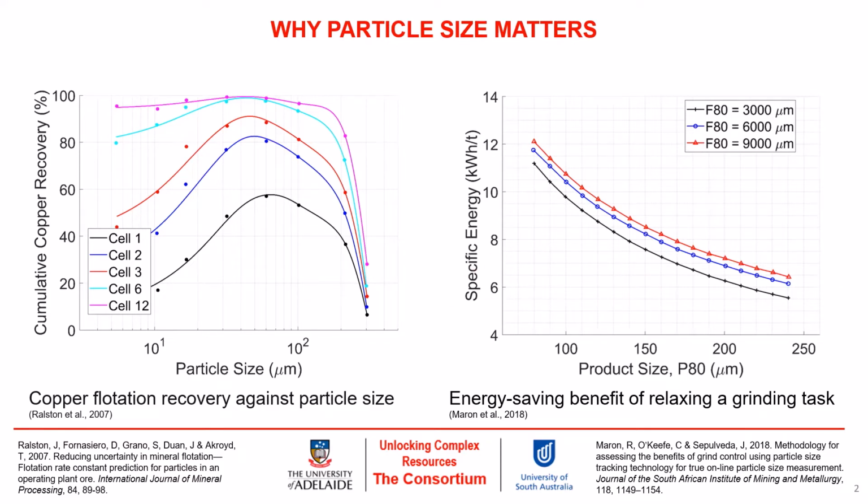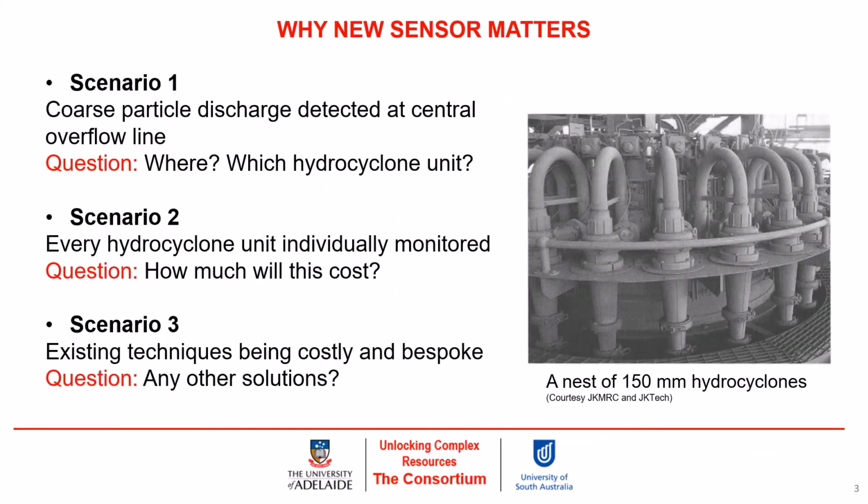So, how do we tell whether we are grinding to the right particle size? We need particle size information. Traditionally, particle size analysis is done offline, which can introduce hours of delay. To allow optimal control of the grinding circuit, real-time feedback of particle size information is necessary.